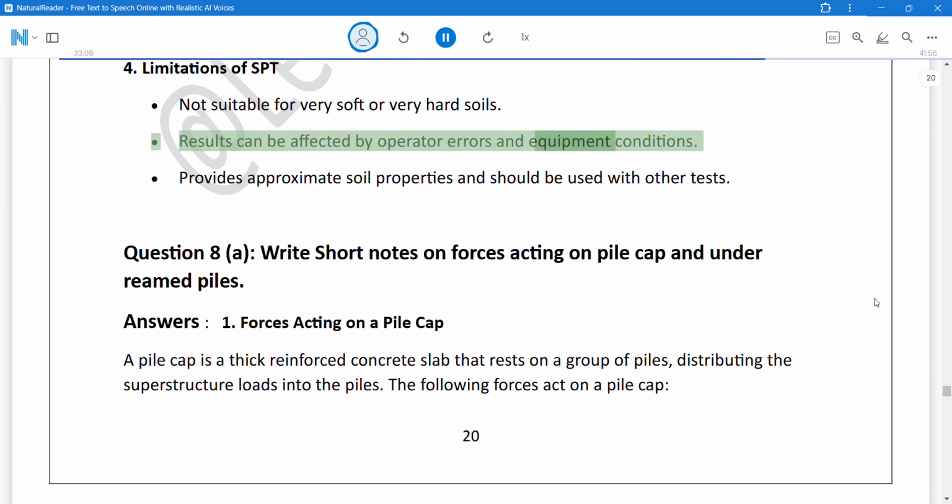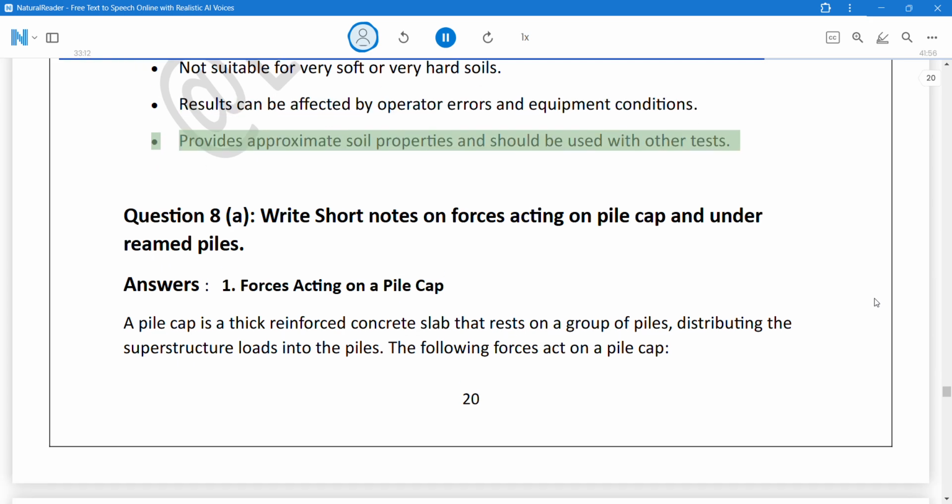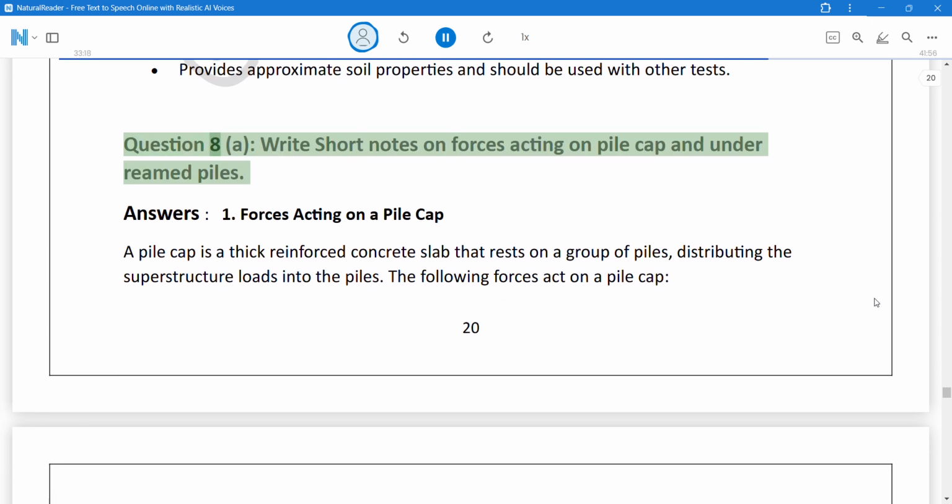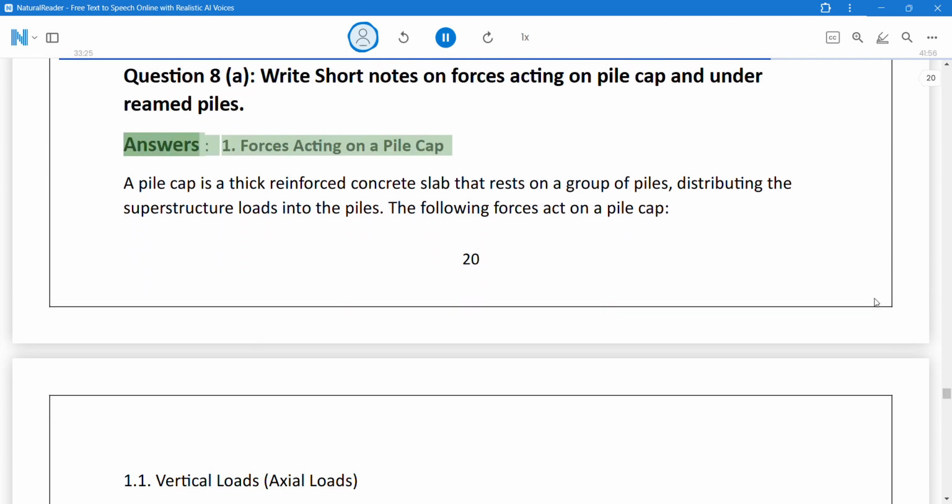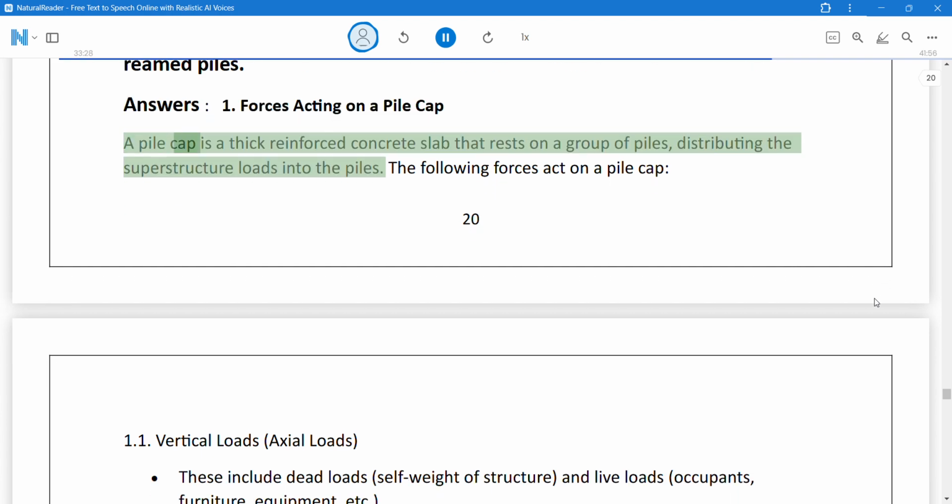Results can be affected by operator errors and equipment conditions. Provides approximate soil properties and should be used with other tests. Question 8. Write short notes on forces acting on pile cap and under-reamed piles. Answers. 1. Forces acting on a pile cap.